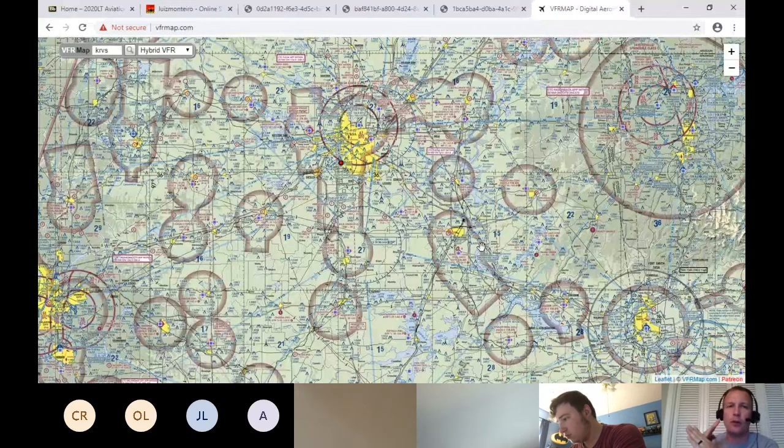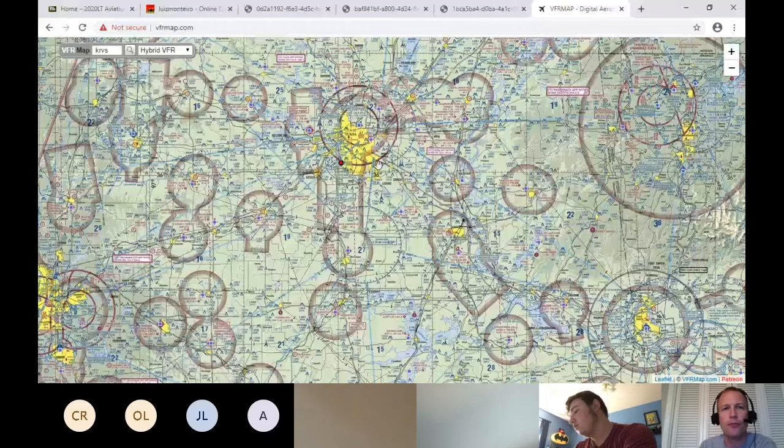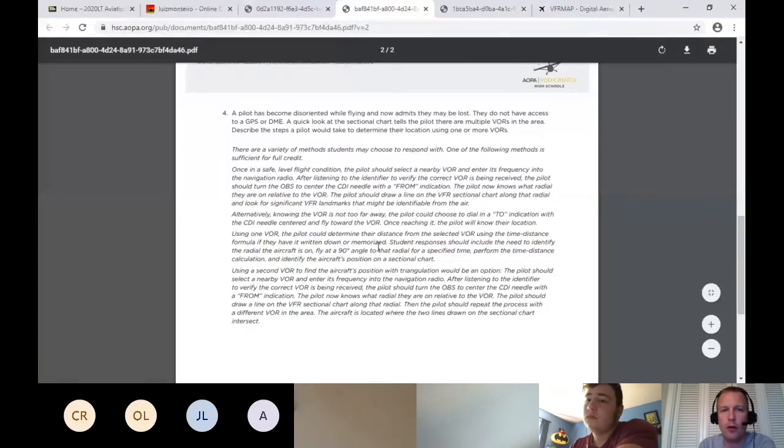A cross radial is the intersection of two radials from two different stations, and that helps you to determine your location. So, Sebastian, does that help you out on assignment number 2?